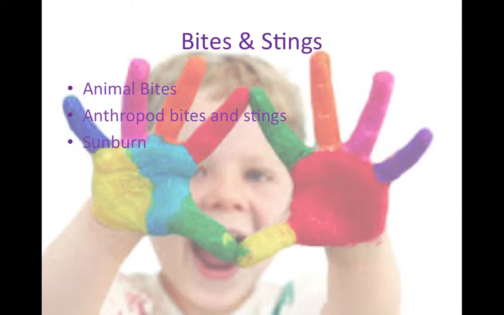So when we're looking at our bites and stings and animal bites, of course you want to look at the diagnosis, any clinical manifestations, treatment, and of course more importantly our family teaching. You can review the boxes in your text on page 1130 and 1131, which goes over rabies and preventing dog bites in children.